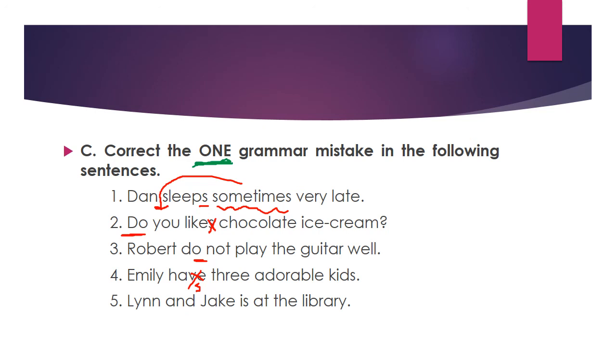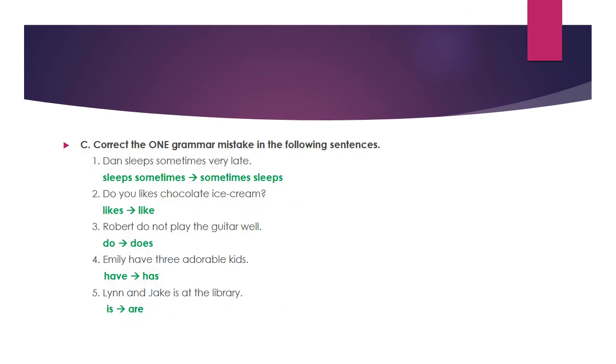Lynn and Jake is at the library. Lynn and Jake, they, of course, are at the library. Look at how we write them, please. When you correct them, you write the mistake, you put an arrow, and you write the correction. I don't want you to rewrite the whole sentence. I just want you to do it this way. Where's the mistake here? Sleeps sometimes. You write the mistake, you write the correction. The mistake here in this sentence is likes. You write it and you write the correction after the arrow.